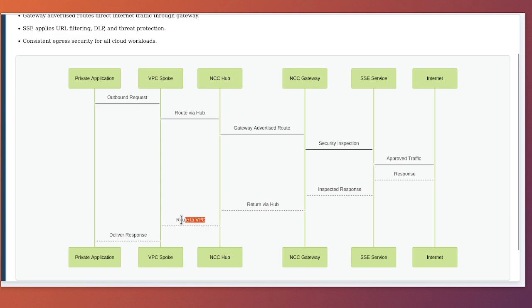This architecture is valuable for organizations that need to enforce consistent egress security policies for their cloud workloads. By routing all Internet-bound traffic through the SSE, you gain visibility and control over what your applications are accessing externally.